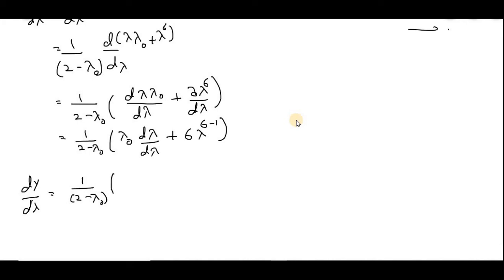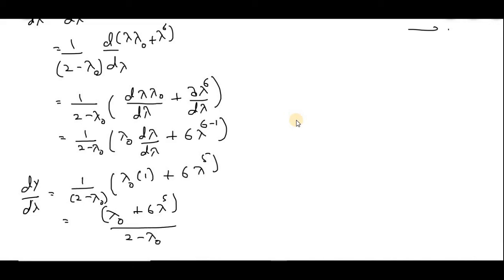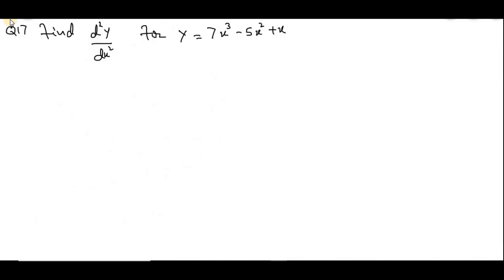Now 1 over 2 minus lambda naught into 1, because we are differentiating lambda with respect to lambda, plus 6 lambda raised to power 5, and finally (lambda naught plus 6 lambda raised to power 5) whole divided by 2 minus lambda naught is the derivative d by d lambda. This is our answer.